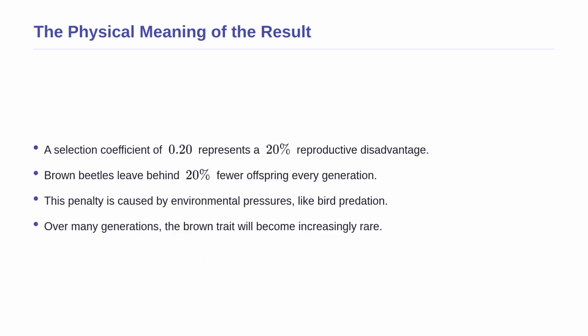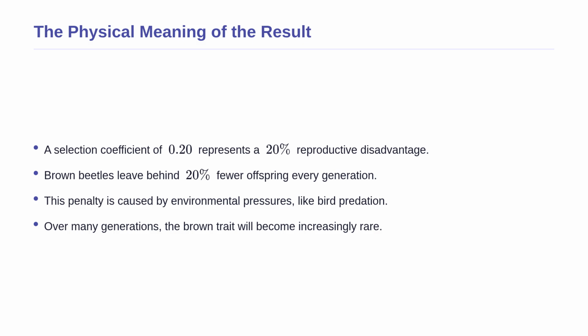Now that we have visualized the math, let us discuss what this actually means for the beetles in the wild. A selection coefficient of 0.20 physically means that the brown beetles suffer a 20% reproductive disadvantage compared to the green beetles. Every single generation, the brown beetles are leaving behind 20% fewer offspring than their green counterparts due to bird predation.